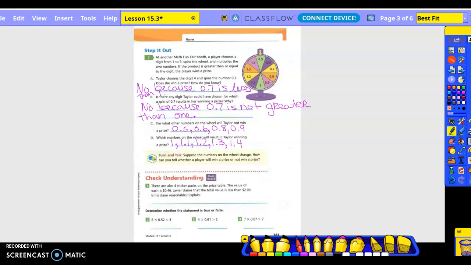Check your understanding. Number 1, there are also 4 sticker packs on the prize table. The value of each is 46 cents. Javier claims that the total value is less than $2. Is his claim reasonable? Explain. Okay?